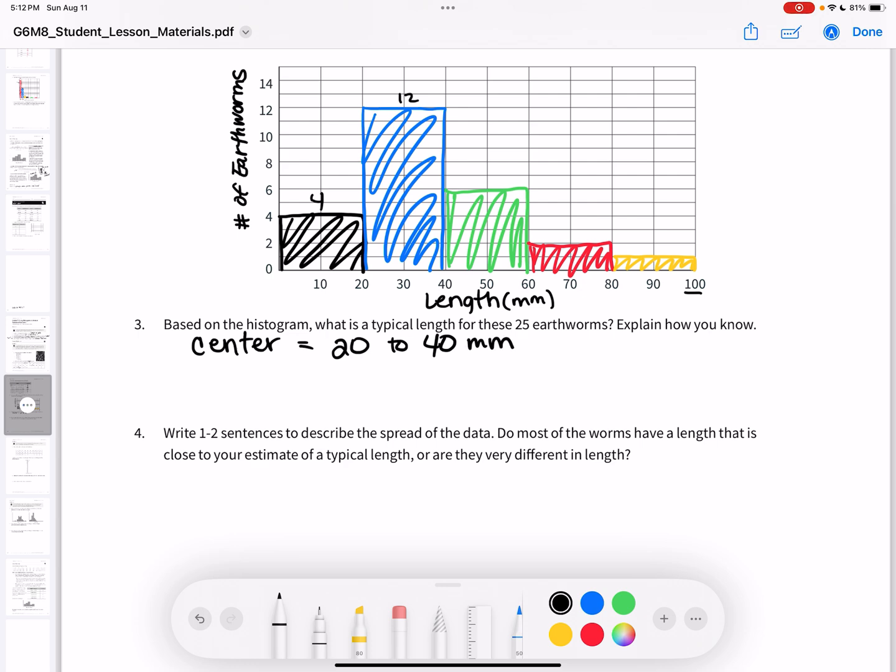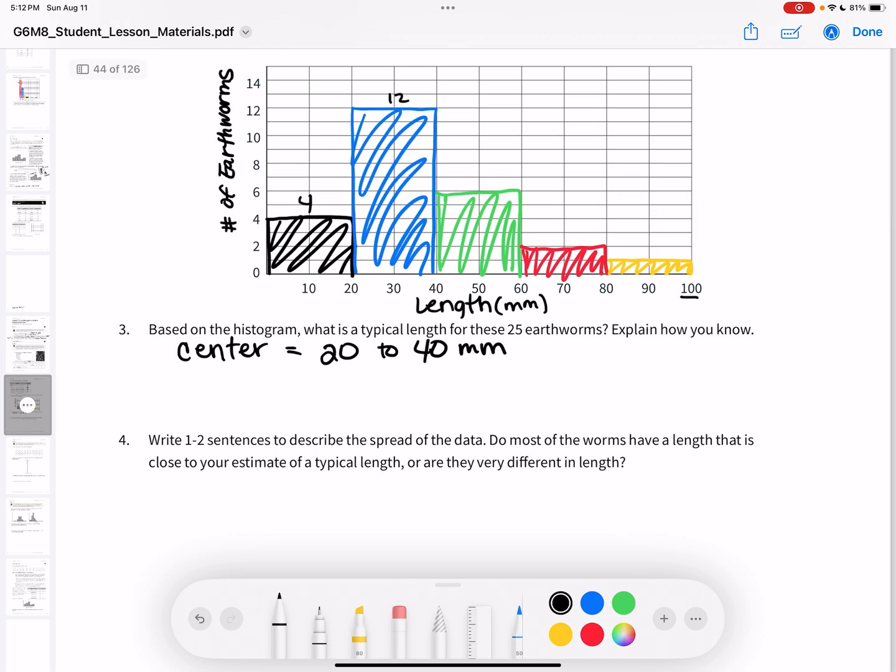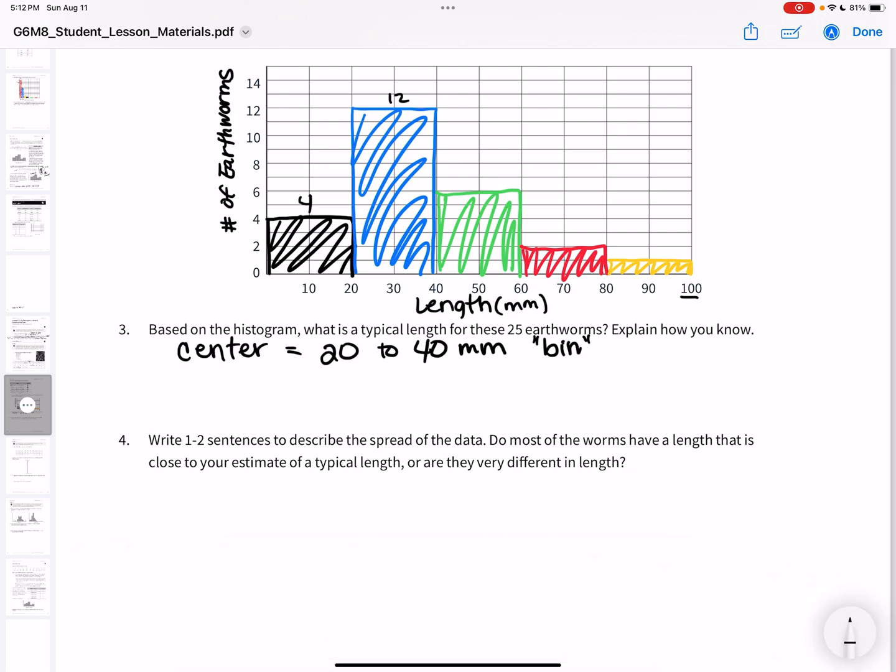So you could do it by a bin. So this would be a bin, right? A group. Or you could try and take a guess in there, right? For instance, if you said 30 or 35 millimeters, any of these would be acceptable answers.